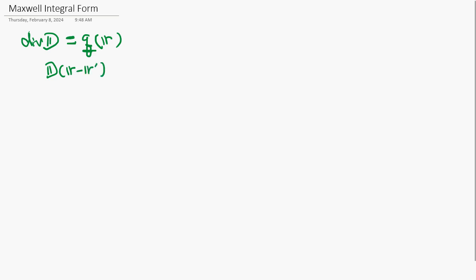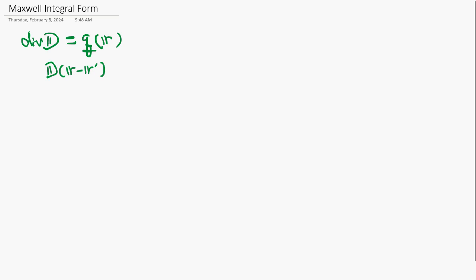Okay, the first one is divergence of D equals what? The charge density. Not charge, okay? Charge density. And what does this mean? This is the vector R, and the divergence of D at R minus R prime. What does this mean?